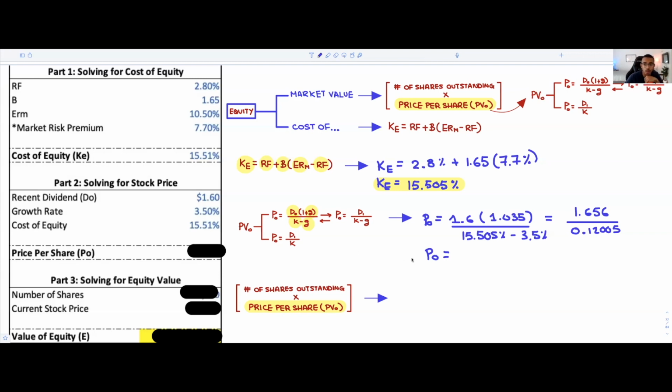I guess I just wanted to proofread my stuff, but no, your price per share is going to be equal to 13.79425. Curious why it didn't work before though. So that's exactly what I got here as well.